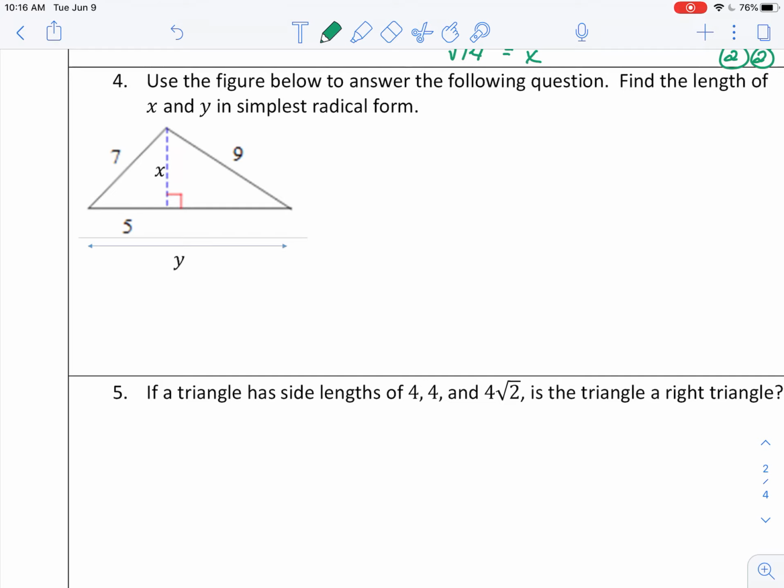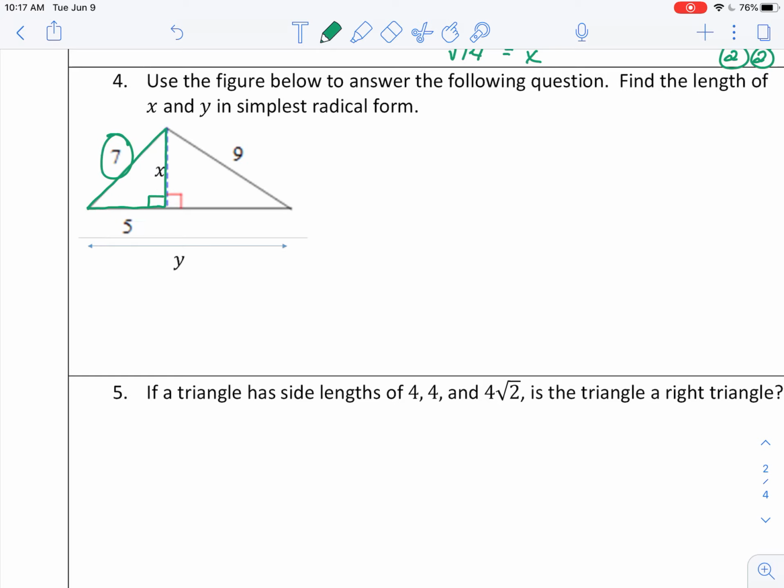So for number 4, we're supposed to find both x and y, and it says simplest radical form. We kind of got a mix of things going on, but I do want to point out that I need to care about where this right angle is. So the right angle is here, which by the way means there's also a right angle here. So it's kind of like we have two right triangles glued together. So I'm going to focus on this right triangle, specifically because in this right triangle, we know there's a side length of 7, we know there's a side length of 5, I don't know this side length.